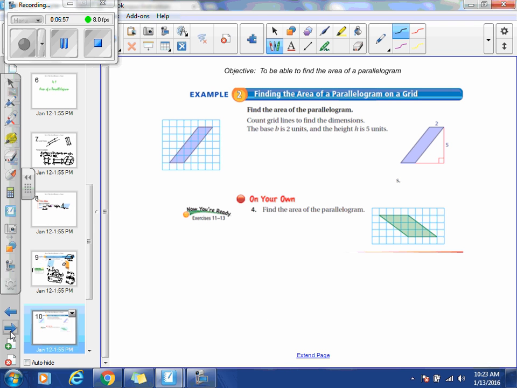Okay. Find the area of a parallelogram on a grid. So we have been given, we're not doing this one, I'm not sure why that's there. Secretary messed up. All right, find the area of the parallelogram. Count grid lines to find the dimensions.